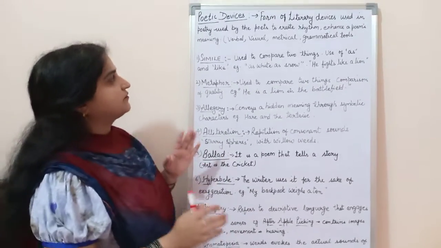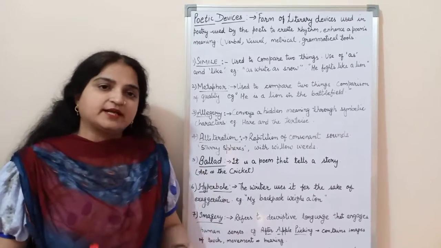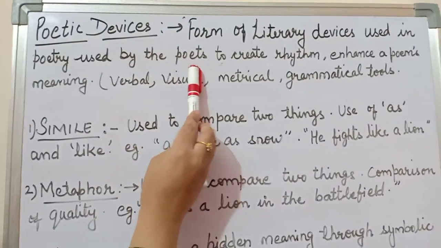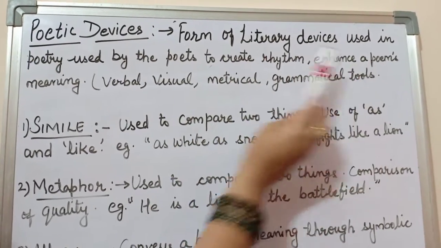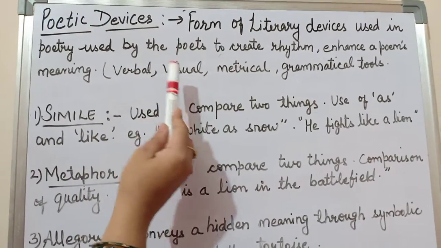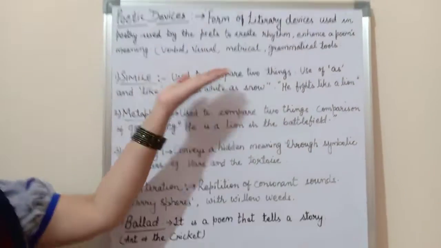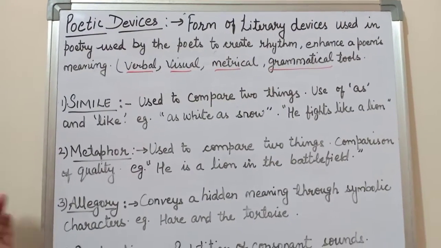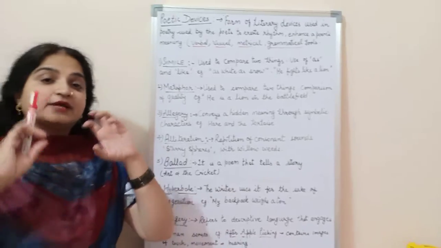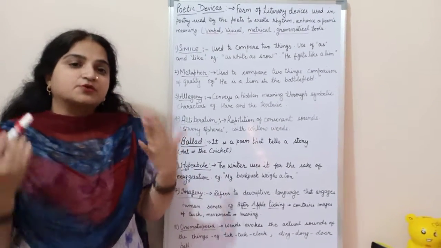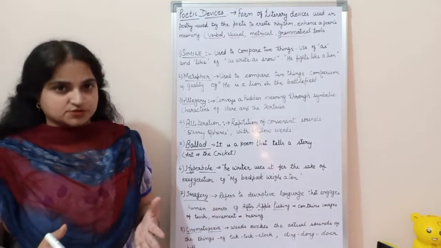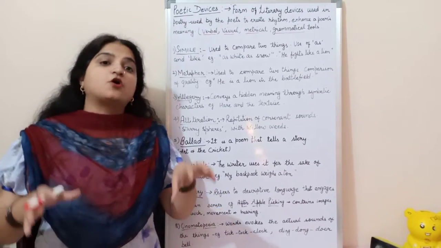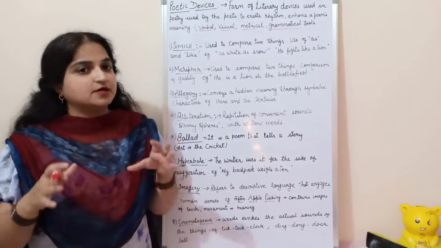Okay, so today first of all I will let you know what a poetic device is. A poetic device is a form of literary device used in poetry by poets or writers to create rhythm or enhance a poem's meaning. It can be verbal, visual, metrical or grammatical tools. These poetic devices are like ornaments. They decorate a piece of poetry, and they are used to decorate a piece of writing, prose also. So I am going to discuss the main and important poetic devices which are very commonly used and are in your syllabus also.